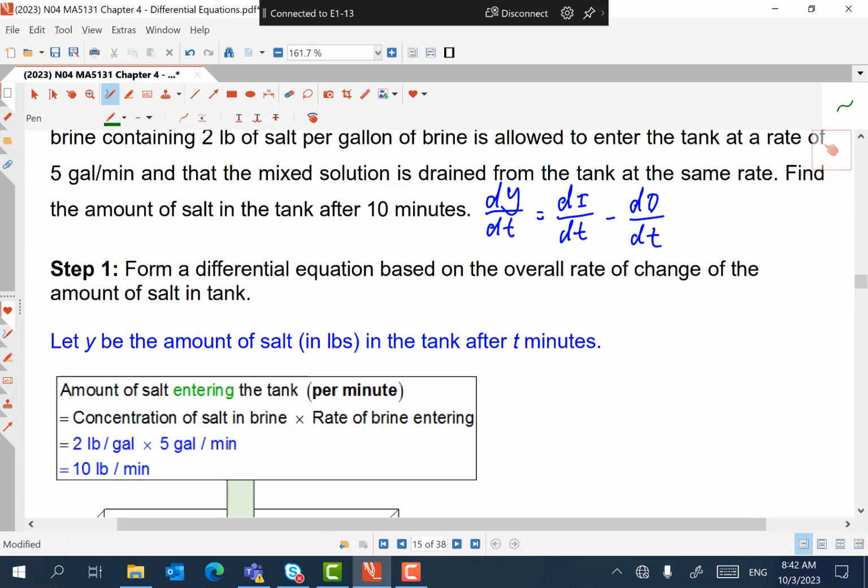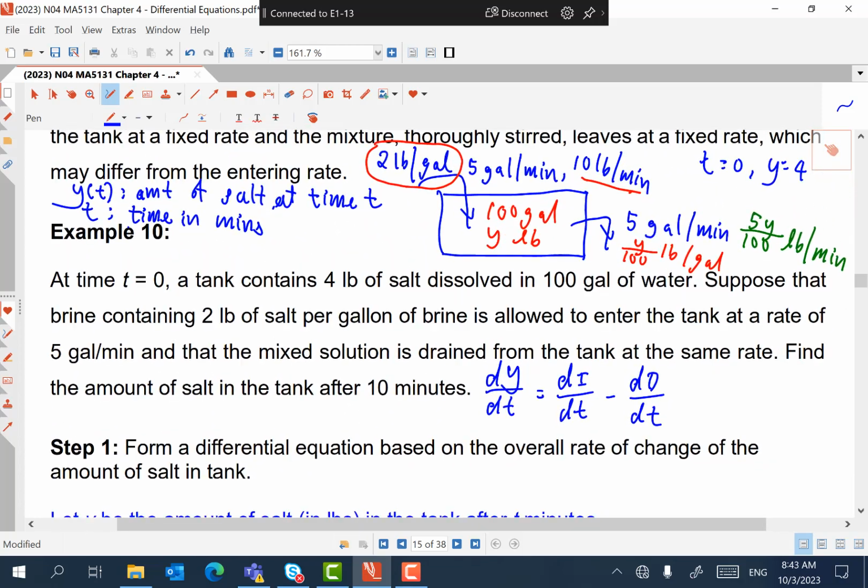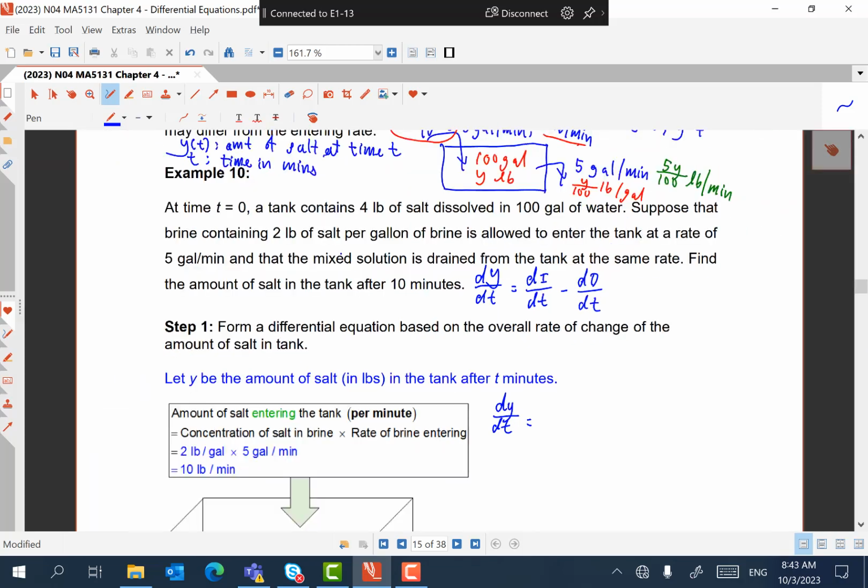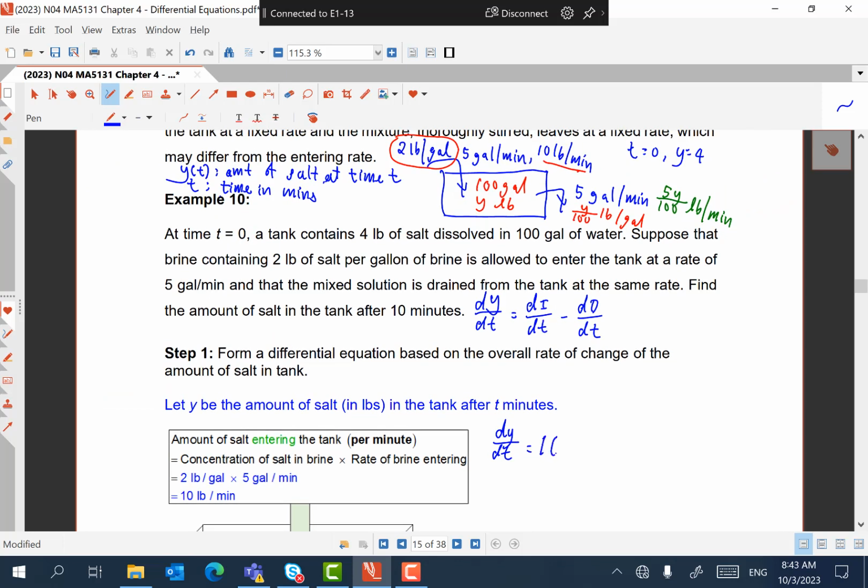Okay, so it says, form a differential equation based on the overall rate of change of the amount of salt in the tank. So our discussion yielded this. What do we have? Our discussion would yield that dy/dt is equal to, remember the input? The input we discussed was 10 pounds. So the input is 10, minus output, we have agreed, is 5y over 100. So this is actually the differential equation that is asked for in step 1.